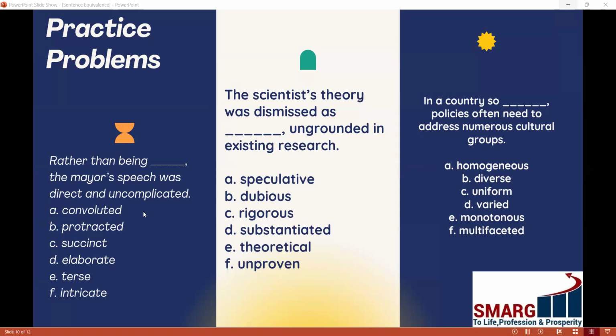Rather than being dash, the mayor's speech was direct and uncomplicated. So we have to choose something which is an opposite of direct. Very simple. So what are the two words?